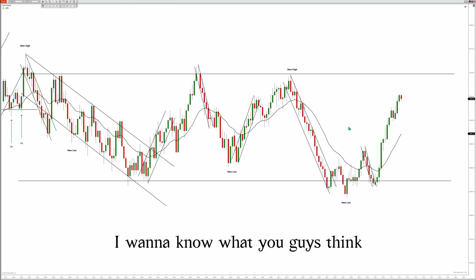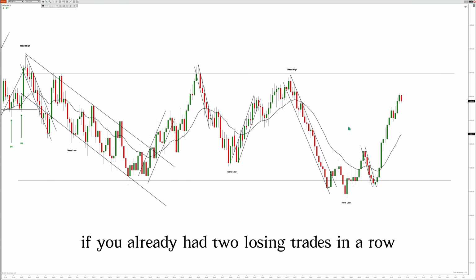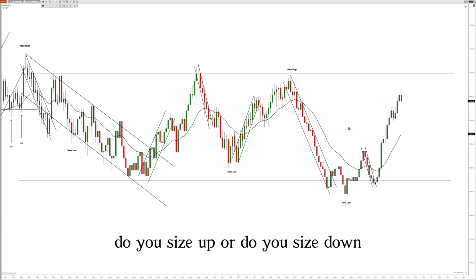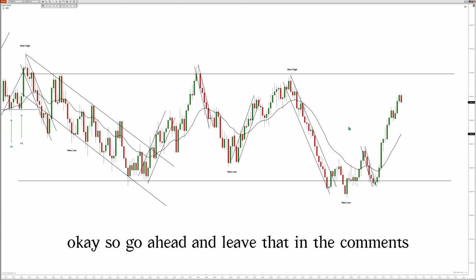I'm gonna leave this up to you guys. I'm gonna leave it in the comments. I wanna know what you think. Do you size up or do you size down? If you have already had 2 losing trades in a row, do you size up or do you size down? Go ahead and leave that in the comments.